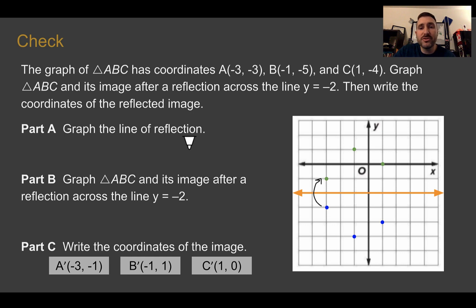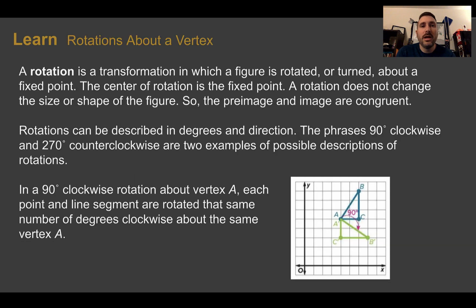Be careful when you are coming up with those coordinates that you are using where the axis is, not your line of reflection. That is a point of confusion. So your axis (0, 0) is up here. Be careful.